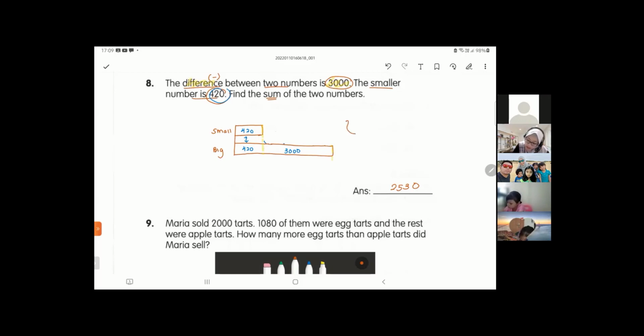I want to find the sum, the total. First things first, can I find what's the big number first? This is what you need to find first. Then this is my sum. Okay, so my first step is 3,000 plus 420 equals 3,420. This is my big number. So to find the sum of the two numbers, I take my big plus my small.